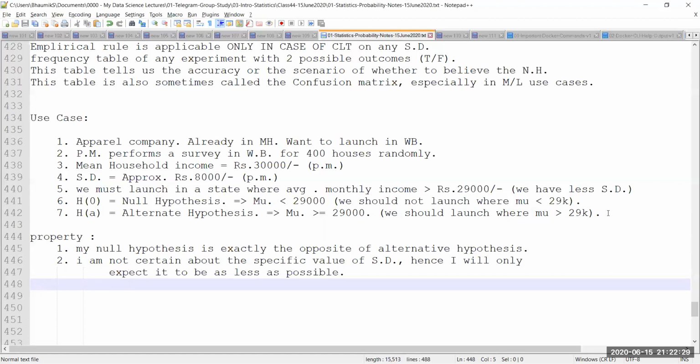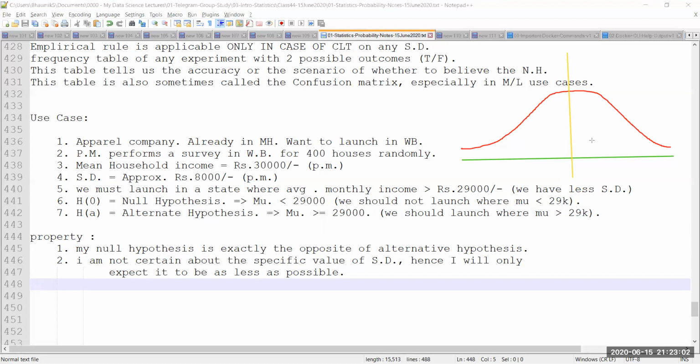Now, why or how did I tell you that this is a one-tailed test? I started with an example of a one-tailed test. And how is this a one-tailed test? If you simply draw this, you will come to know why. So let's say this is the axis, and then I'm going to draw the distribution here. Let's say the mean is 30,000, the value which is the population mean.